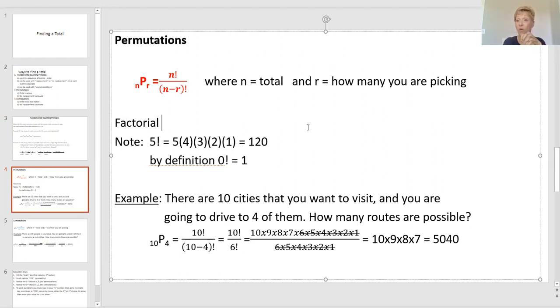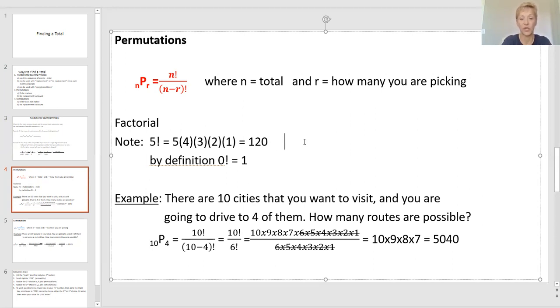Factorial. It's called a factorial. It's not an excited 5. All right. It's a shorthand notation for saying that number times every whole number under it to 1. So like 5 factorial means 5 times 4 times 3 times 2 times 1. In other words, it's a short way of saying 120.